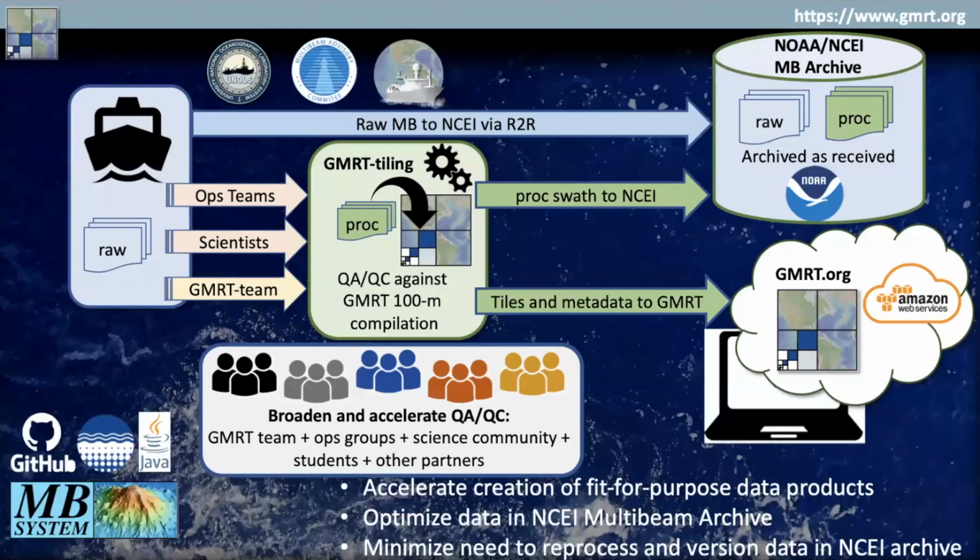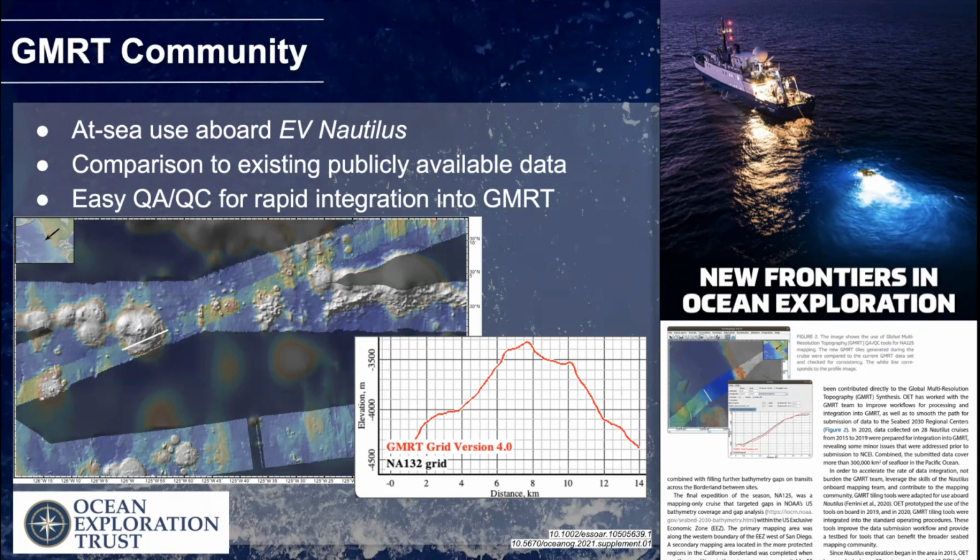So, recognizing the need to accelerate the rate of data processing and integration, the GMRT tiling and reviewing tools have been adapted so that they can be distributed for use in the broader community. This helps to distribute the workload and establish a common fit-for-purpose standard of data products. The distributable GMRT tools have been successfully deployed for at-sea use aboard the EV Nautilus.